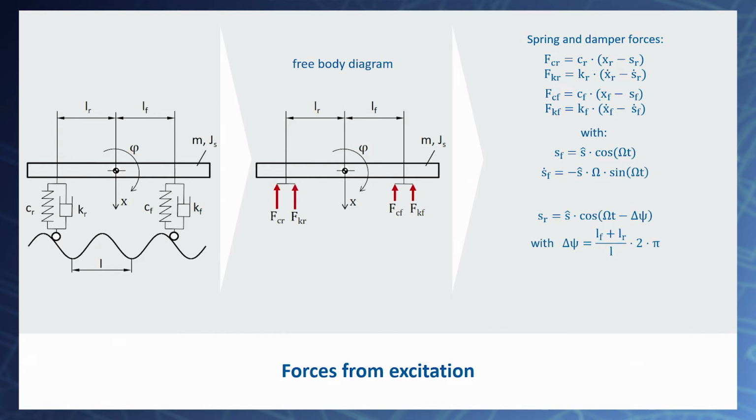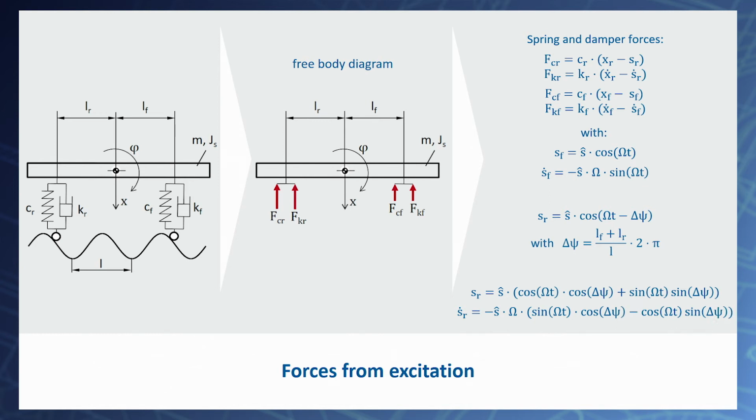Likewise, we can formulate the excitation coordinate sR at the rear of the car. Here we have to consider that the formulation of that excitation is dependent on the formulation of the excitation at the front, such that we have a phase angle between the excitation in the front and the excitation at the rear. So it's minus delta psi. That is because if the front wheel hits a bump, then it takes a certain time for the rear to hit exactly that same bump. This time delay, expressed here by an angle, is given by this equation: LF plus LR, which is in fact the wheelbase of the car, divided by L. L, as we've seen before, is the length of the bump, and we have to multiply by 2 pi.